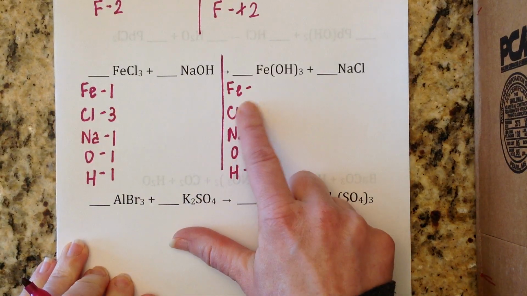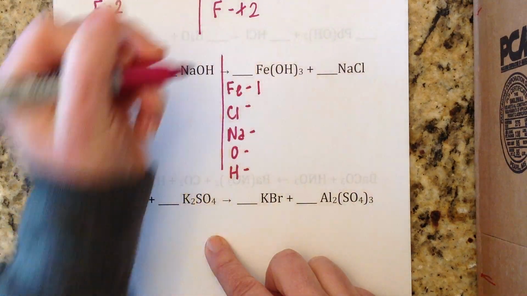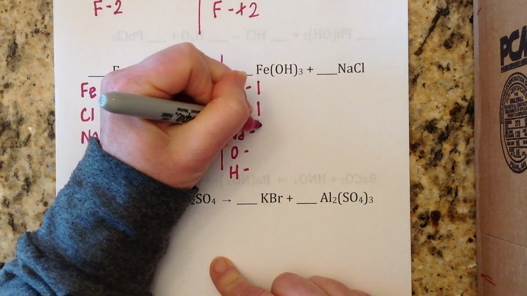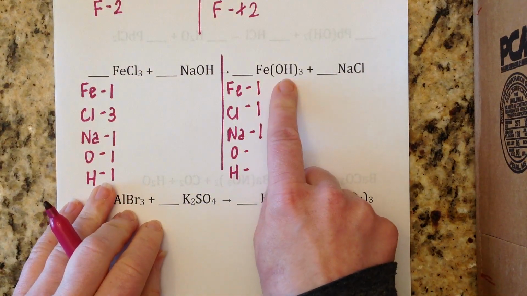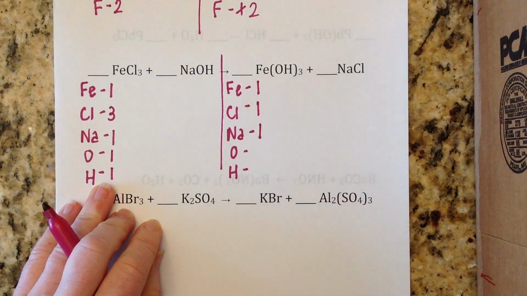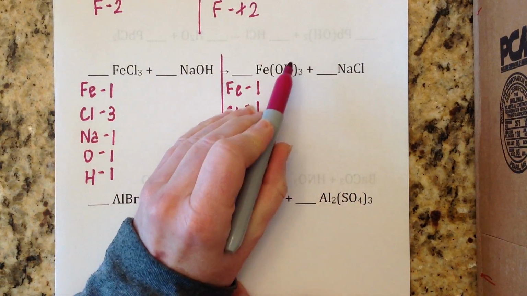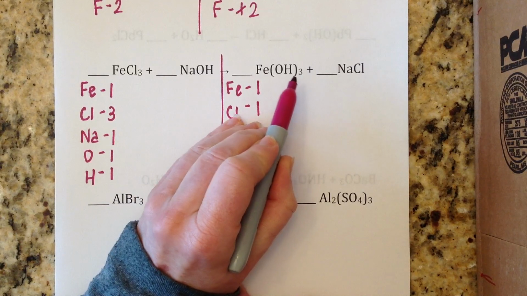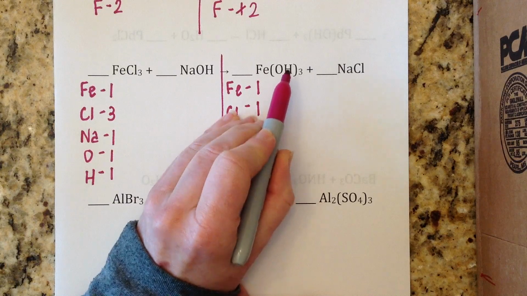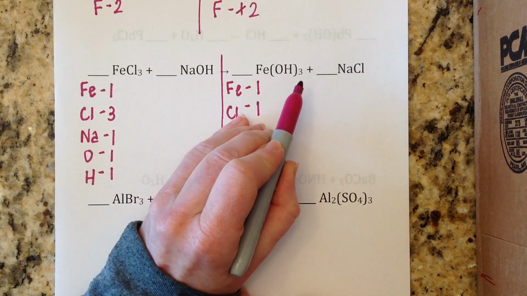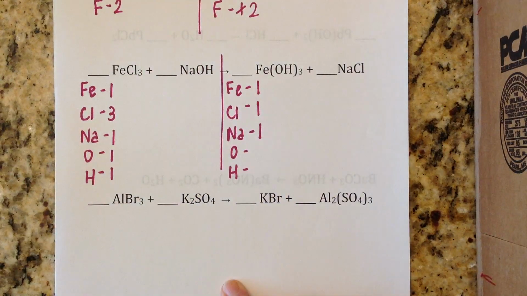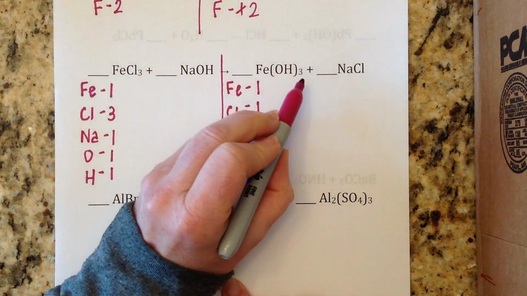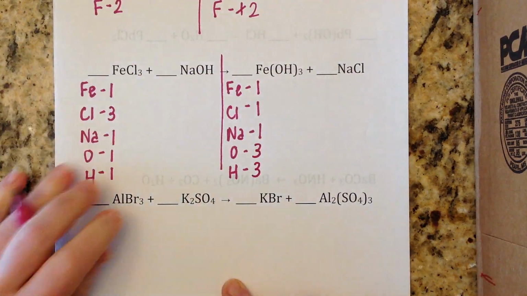Now, on this side, I have 1 iron, 1 chlorine, 1 sodium, but now I've got some parentheses here, and this is where you're going to need to be careful. This is not hard, you just have to pay attention. Do you see how this 3 is outside of these parentheses? That means you're going to have to multiply that 3 by this subscript and the 3 by this subscript. So if you have a number outside of the parentheses, you're going to multiply that number by all of the subscripts inside the parentheses. So I actually have 3 times 1, 3 oxygens. And I have 3 times 1, 3 hydrogens.